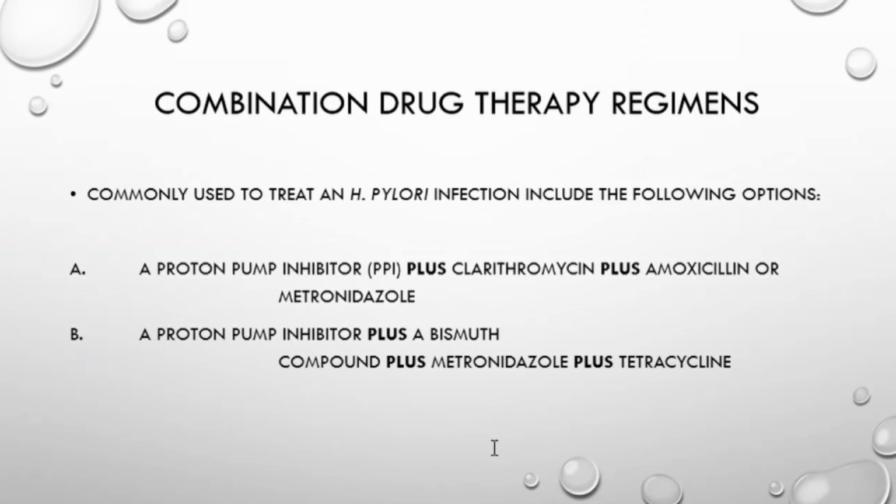On the other hand, we have a proton pump inhibitor plus bismuth compounds plus metronidazole plus tetracycline. So in option A, we have only three drugs: the PPI, clarithromycin, and amoxicillin or metronidazole. But in option B, we have four: a PPI, a bismuth compound, metronidazole, and tetracycline.